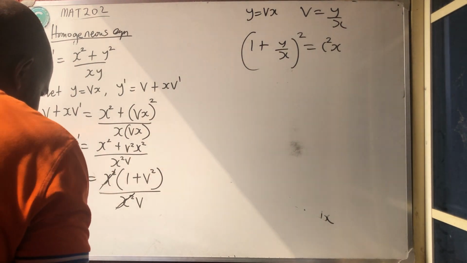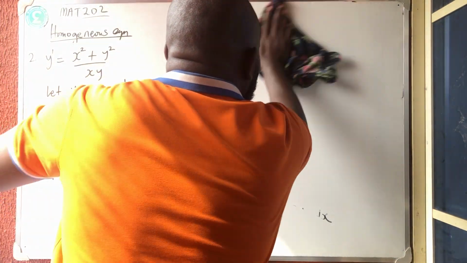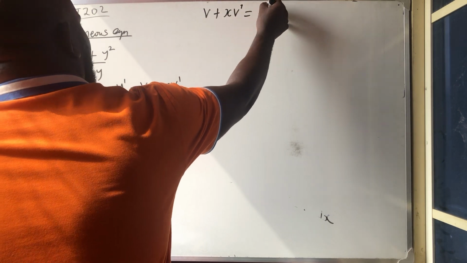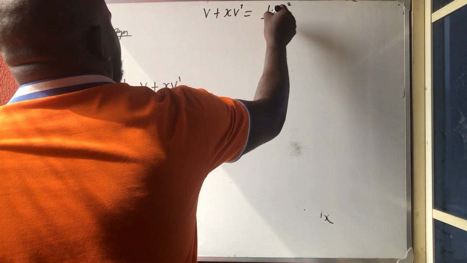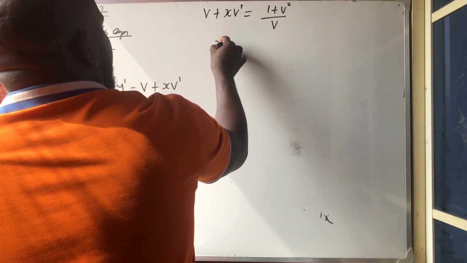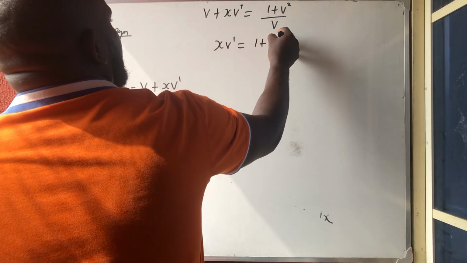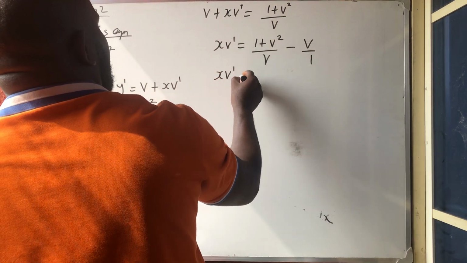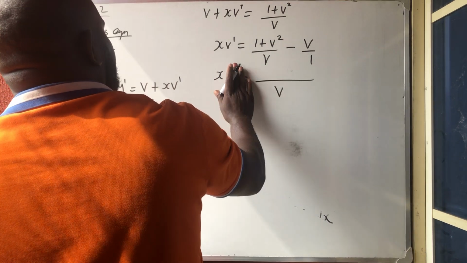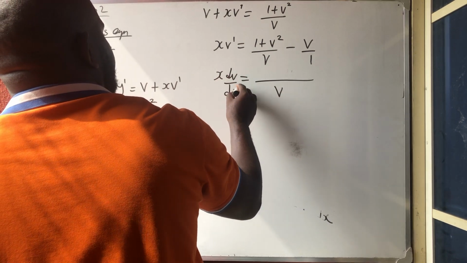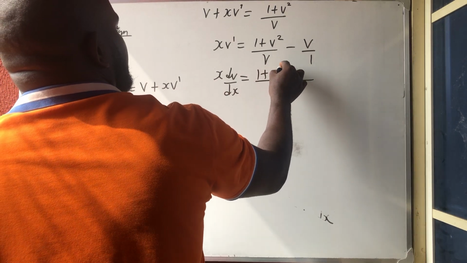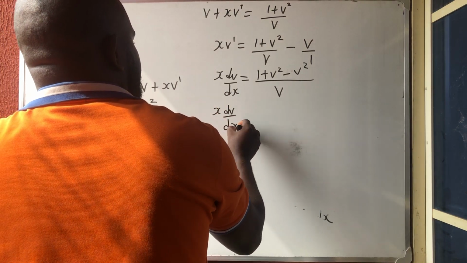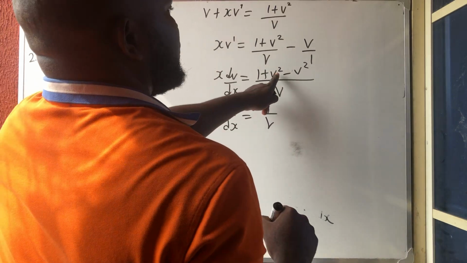Okay, so this can take care of this. So I'm left with v plus x v prime is equal to 1 plus v squared all over v. Okay, this one can go to this side to have x v prime is equal to 1 plus v squared all over v minus v over 1. So I'm having x v prime is equal to what? LCM is v. In fact, let me change this one to dv dx. So I'm having 1 plus v squared minus v squared. Yes, so I'm having x dv dx is equal to 1 over v, because this minus this is gone.